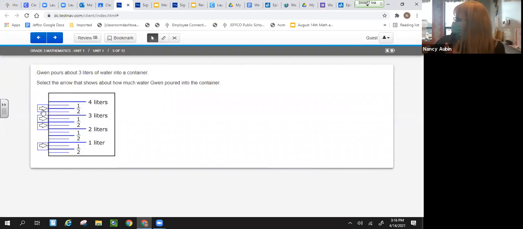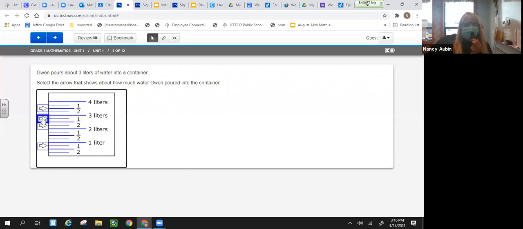I think it was Elaine and I on that one too. She said, wait a minute, this arrow is not at the 3. That's because Gwen pours about 3 liters. So you gotta find 3 liters and get the arrow closest to it. This is the closest arrow. If you chose the one above it, it's a little further from the 3. It's 2 sections higher. This one's only 1 little section below. So because you want to get as close to 3 liters, you should have picked the 2nd arrow.